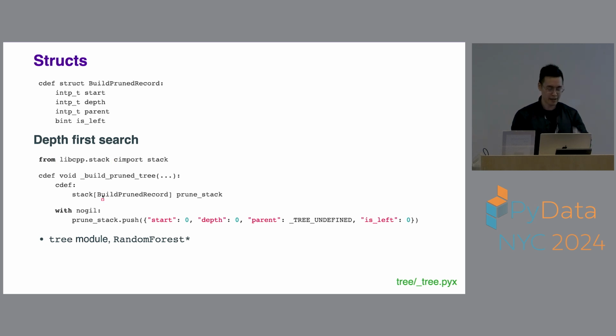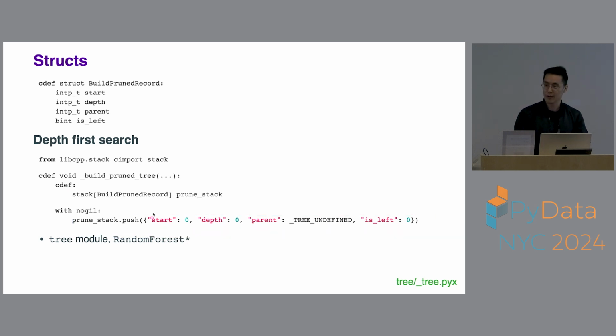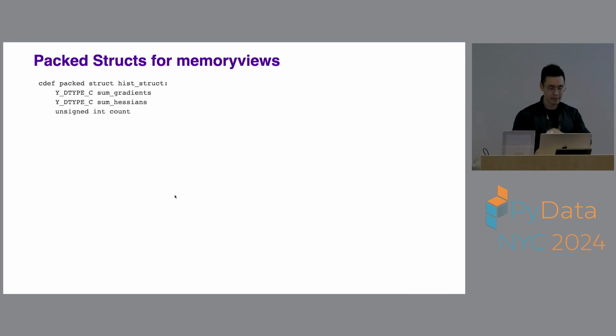In this case, this code is doing a def registers for pruning. I just chopped it off. You can see that I could create a stack of these things, and I could push with this dictionary-like syntax too, and it works. It's very nice. You're working with C++ level constructs, but with a language that looks like Python. This is used in tree and random forests. There's also something called packed structs, which means that your data is right next to each other in memory and not aligned.